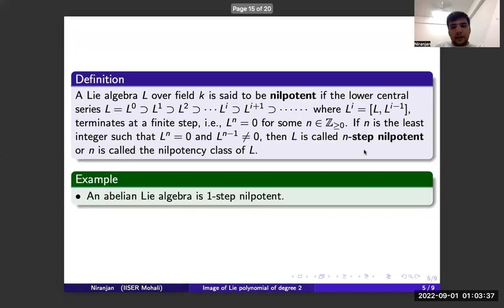So let me define a nilpotent Lie algebra. A nilpotent Lie algebra is a Lie algebra whose lower central series terminates at some finite step, that is, L^n is equal to 0. If n is the least such integer such that L^n is equal to 0 and L^(n-1) is not equal to 0, then we call L n-step nilpotent. An abelian Lie algebra is one-step, that is, L dash is equal to 0.